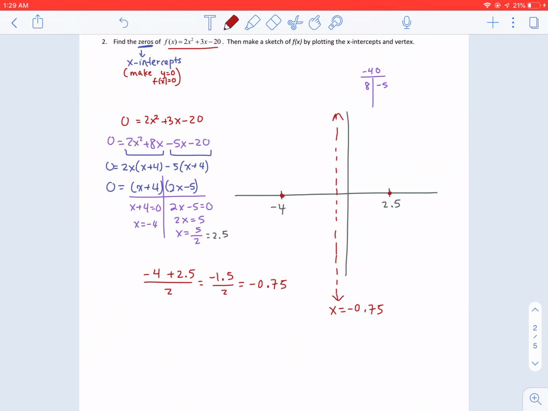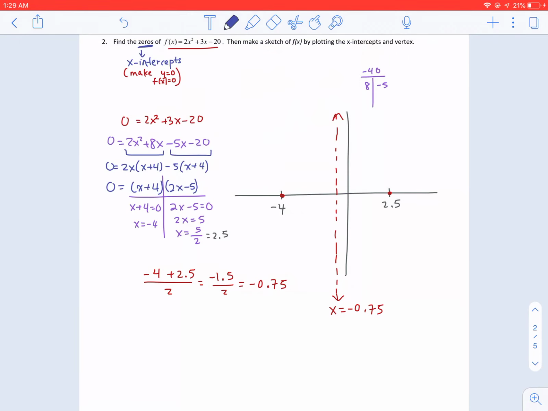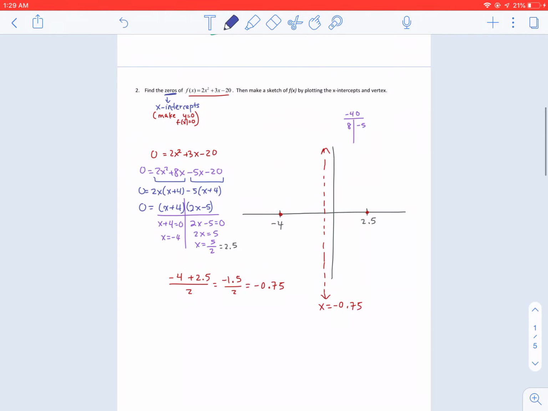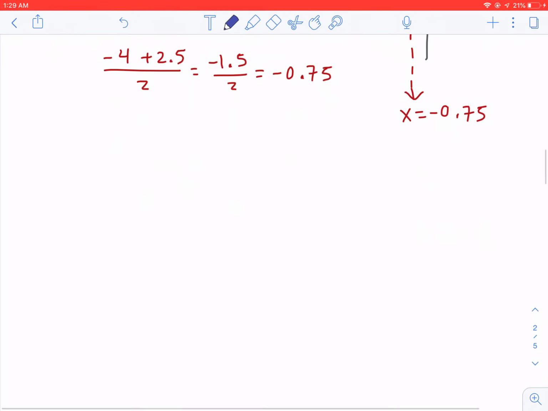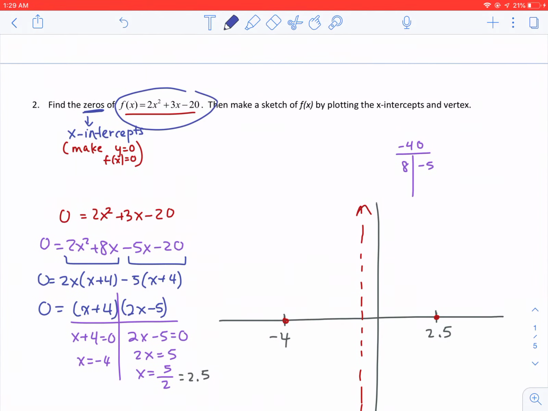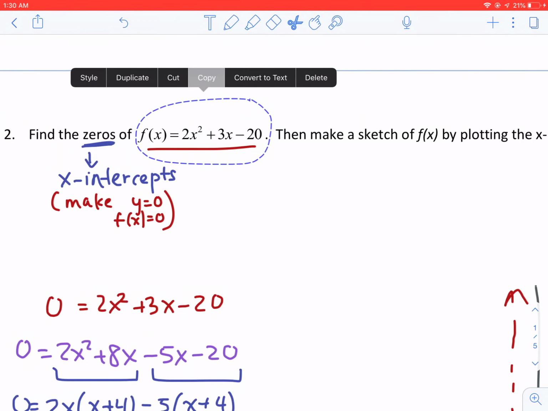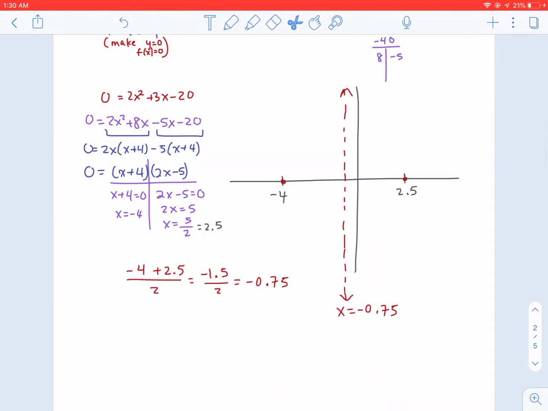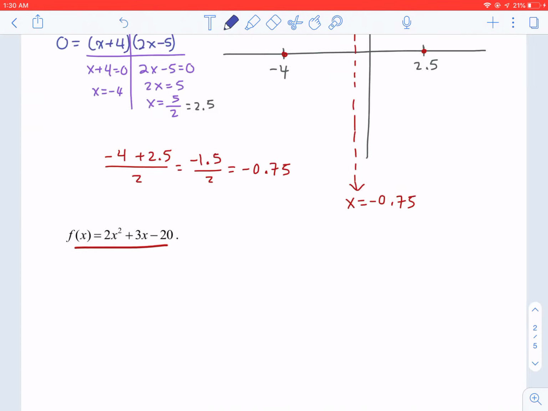And so we know our vertex is on this line. All we have to do now is plug in negative 0.75 into our function, this guy. So let me actually copy and paste this. Copy. Paste image. And again, this is definitely a little more challenging than normal.